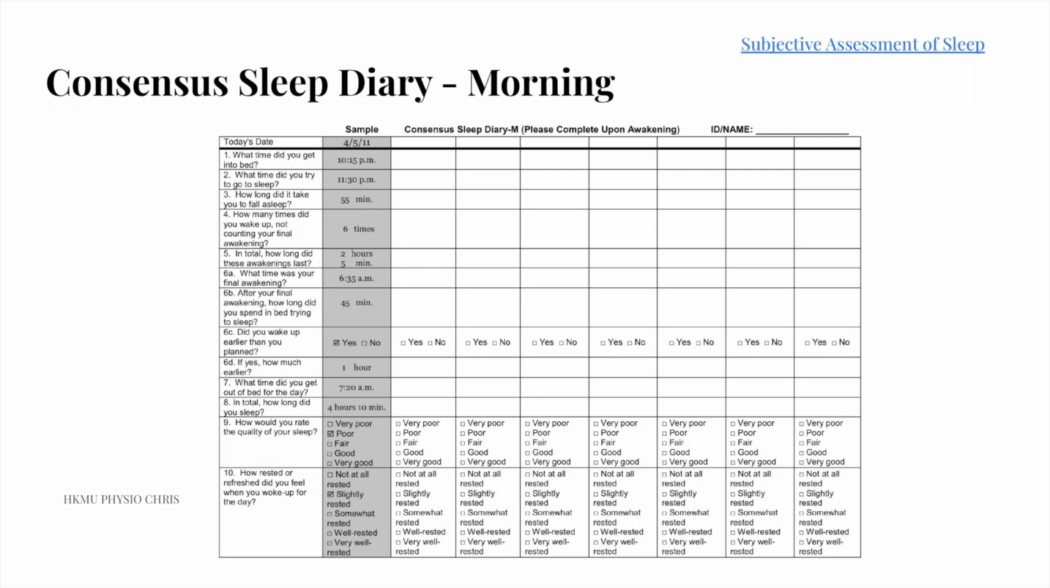What time was your final awakening? Record the last time you woke up in the morning. After your final awakening, how long did you spend in bed trying to sleep? After the last time you woke up, how many minutes did you spend in bed trying to sleep? For example, if you woke up at 8 a.m. but continued to try to sleep until 9 a.m., record 1 hour.